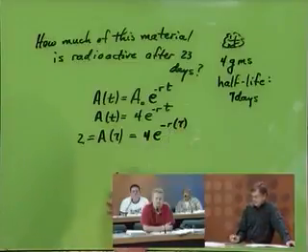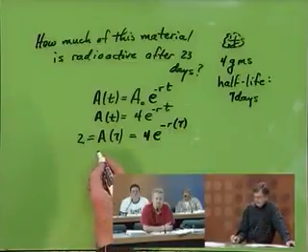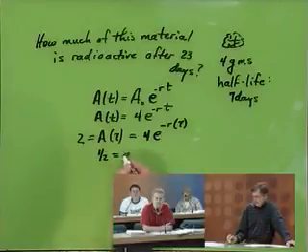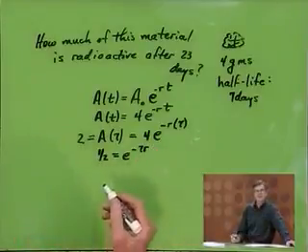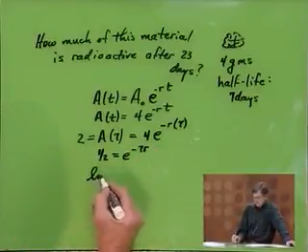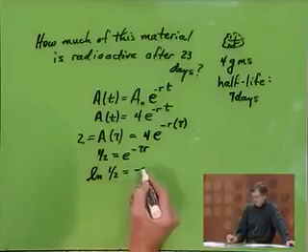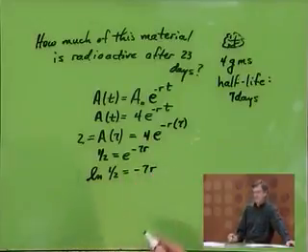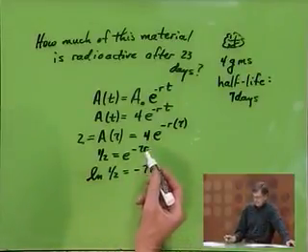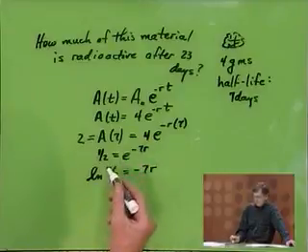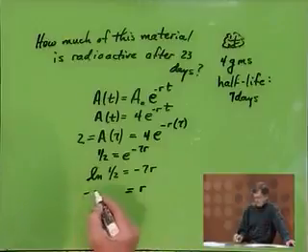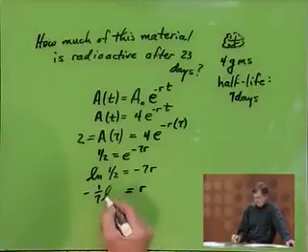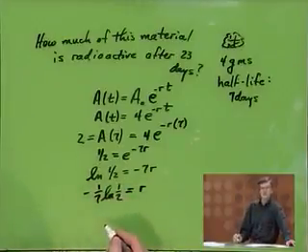So I want to solve for r. That says that 1/2 is equal to e to the negative 7r. Then I'll take a natural log of each side, so I get ln of 1/2 equals negative 7r. What I've done is brought the negative 7r out in front, and the natural log of e is 1. So this says that r is equal to negative 1/7 ln of 1/2.